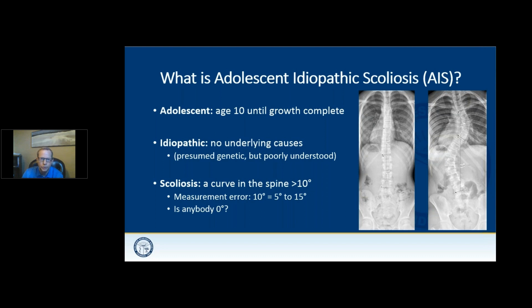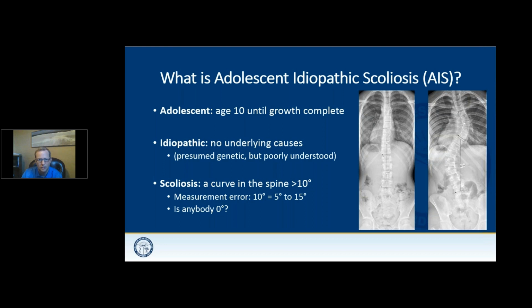The word scoliosis means a curvature of the spine, and the Scoliosis Research Society defines scoliosis as a curvature greater than 10 degrees. So you'll see a couple of x-rays on the slides here, and the angles are a little bit small, but if you go to the doctor and you get an x-ray to measure your scoliosis, they're going to draw these angles on the x-ray.